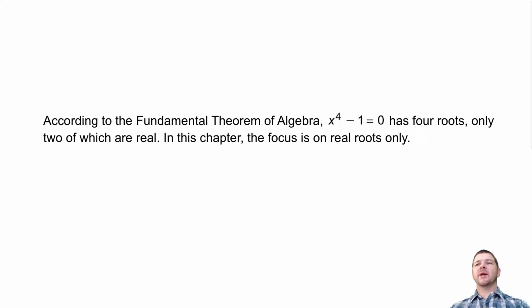According to the fundamental theorem of algebra, x to the fourth power minus 1 equals 0 has 4 roots, only 2 of which are real. In this chapter, the focus is on real roots only.